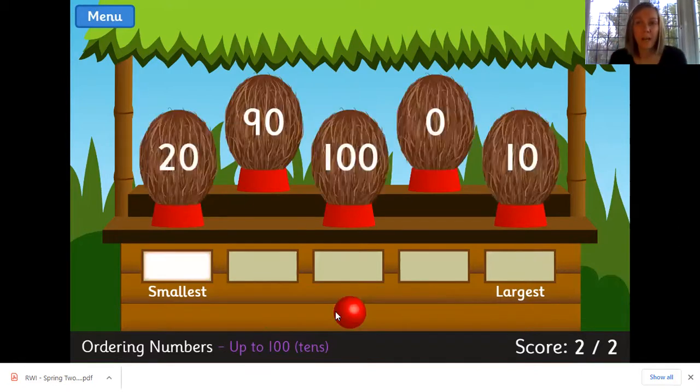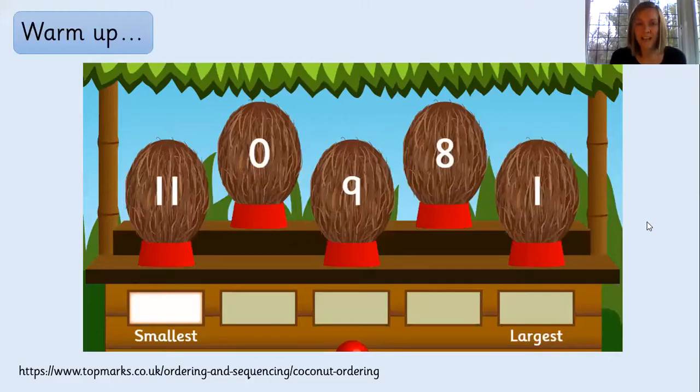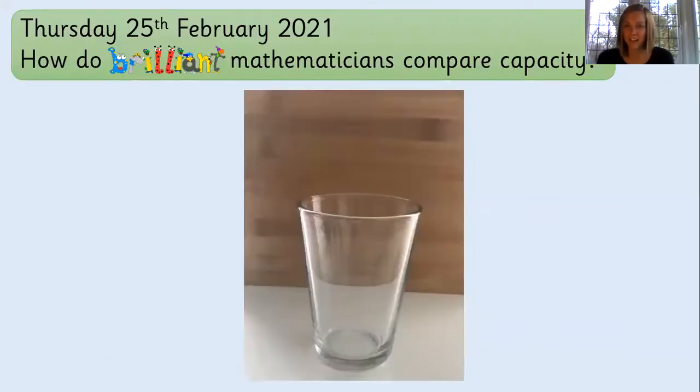Excellent. Well done. And we're going to pause our video there. And we're going to now move on, now that our brains are nice and warmed up, to look at that word capacity. So let me share my screen again, and we're going to have a look at the next part of our slides. So we've done our warm up, our brains are ready. We're now going to remind ourselves of those 4 words.